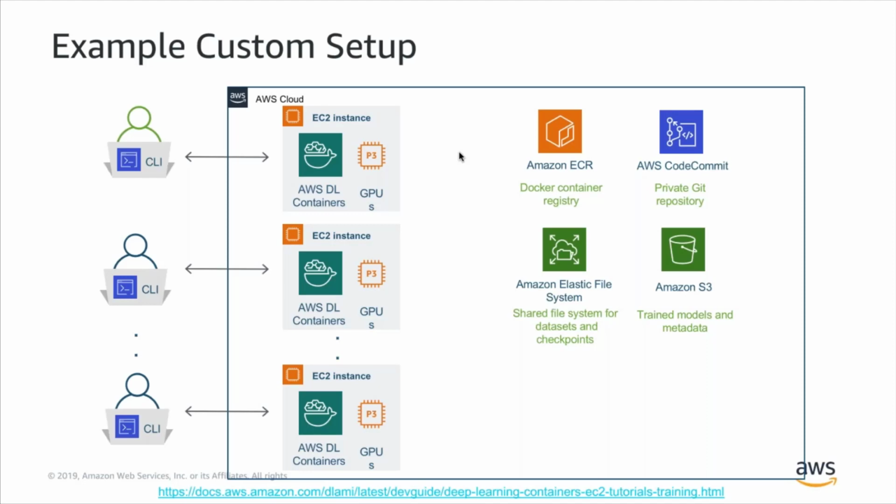As you can see, the images are pulled from the Elastic Container Registry, and the user in this setup is using S3, the Elastic File System, and CodeCommit to train and serve models on EC2 instances that they manage.